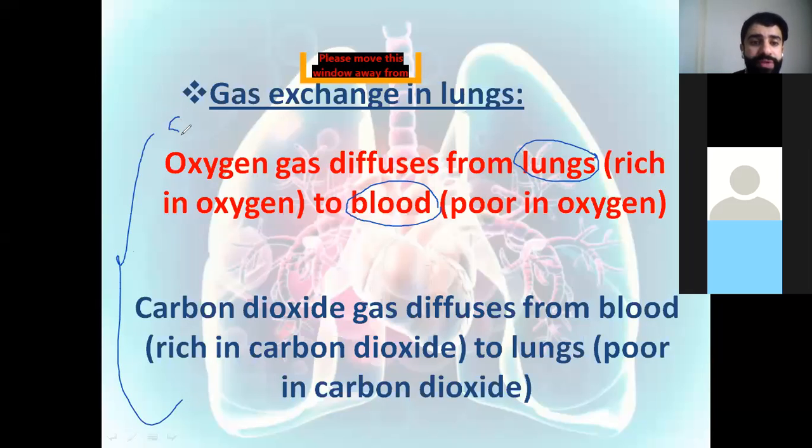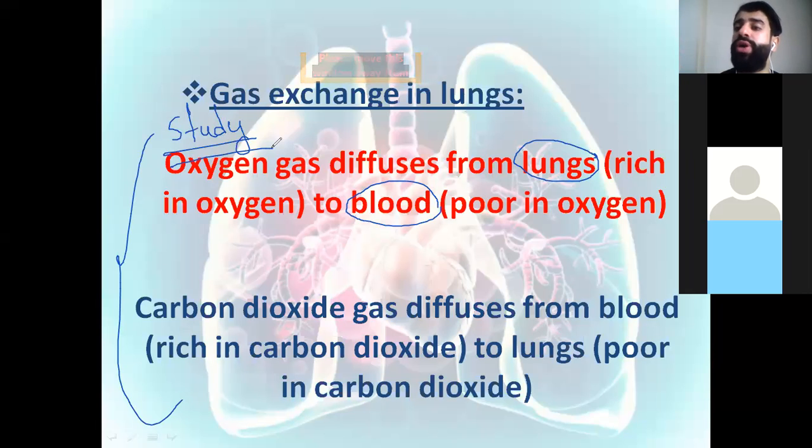These notes, you have to study them. And gas exchange at the level of the lungs. So oxygen gas diffuses from where to where? From the lungs that are rich in oxygen to the blood that is poor in oxygen. While carbon dioxide is the opposite. Carbon dioxide diffuses from where to where? From the blood that is rich in carbon dioxide to the lungs that are poor in carbon dioxide.